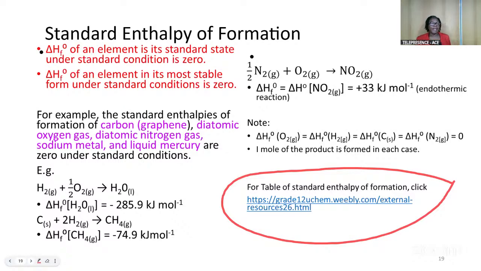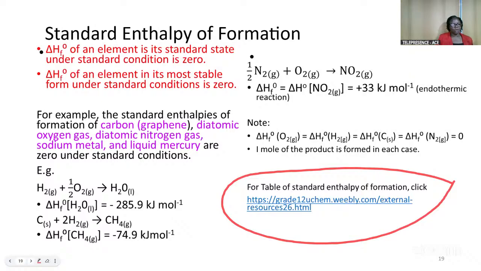For example, the standard enthalpies of formation of carbon in the form of graphite, diatomic oxygen gas, diatomic nitrogen gas, sodium metal, and liquid mercury are all zero, because the heat change is zero, since that is their standard state in which they occur. So I've given a few examples here.